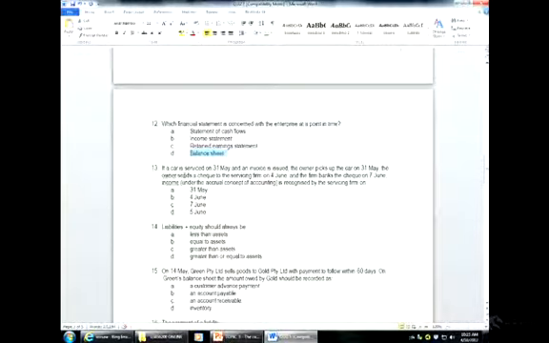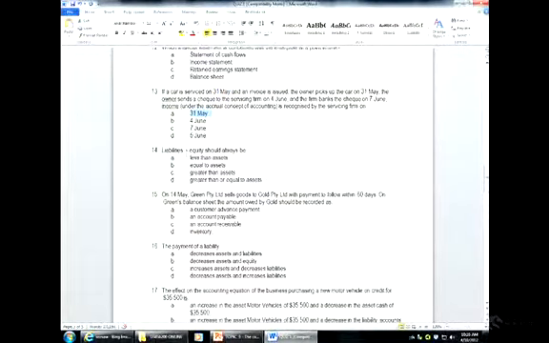Next question. If a car is serviced on 31st May and an invoice is issued, the owner picks up the car on the same day, 31st May. The owner sends a check to the servicing firm on 4th June, and the firm banks the check on 7th June. Income under the accrual concept of accounting should be recognized by the servicing firm on 31st May, 4th June or 7th June or 5th June. Under the accrual concept of accounting, you record as and when the income has been earned or the expense is incurred. In this example, the income is earned as the invoice was issued on the 31st May. So the answer is A, 31st May.